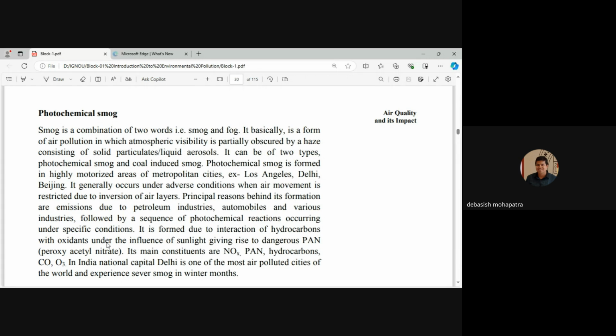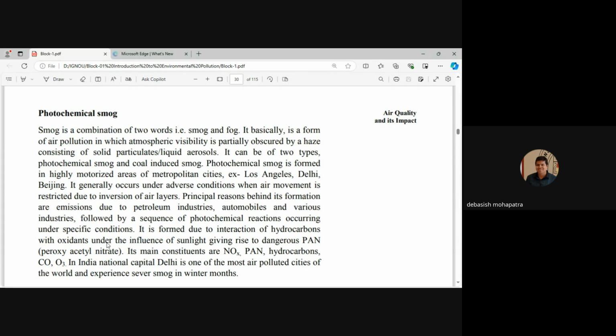Then it causes this. The principal reason behind it is the formation of emissions due to petroleum industries, automobiles and various industries, followed by a sequence of photochemical reactions occurring under specific conditions. It is formed due to interaction of hydrocarbons with oxidants under the influence of sunlight, giving rise to dangerous PAN, peroxyacetyl nitrate. Its main constituents are NOx, PAN, hydrocarbons, CO, and O3.